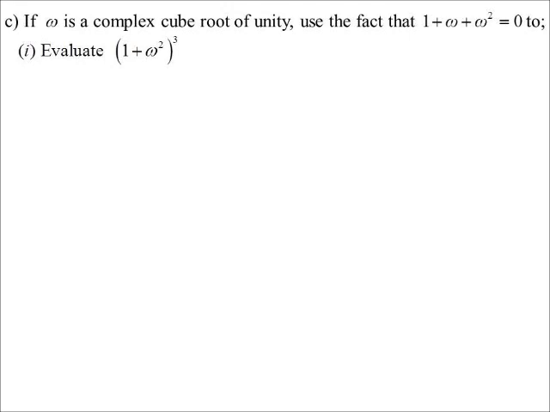And I should be able to get an expression. I've got 1 plus omega squared. So in this case, if I move omega to the other side, I'll get 1 plus omega squared is negative omega. That's easier to work out now, because negative omega all cubed is negative omega cubed. We're playing with the cube roots of unity. Omega cubed is 1. So we get negative 1 as our answer.